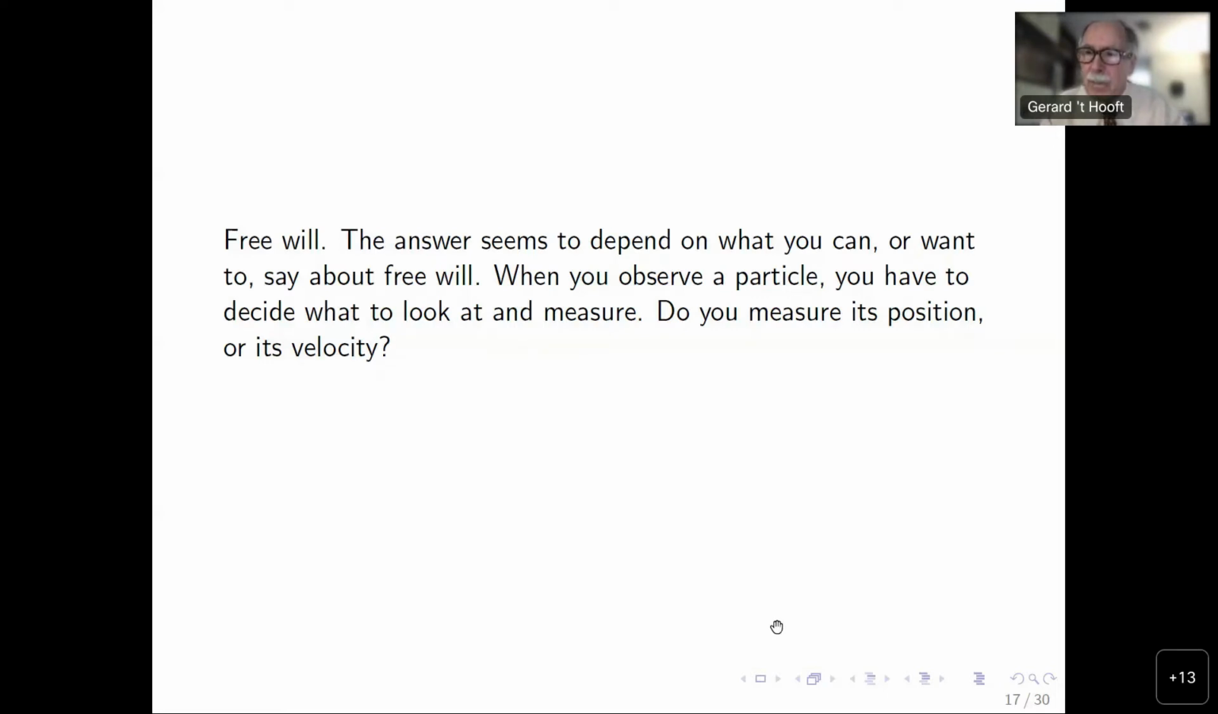Next slide, just briefly. Once you make your decision, you cannot measure anything else due to the elusive behavior of those particles. Yes, go to slide 20, please. Next slide.